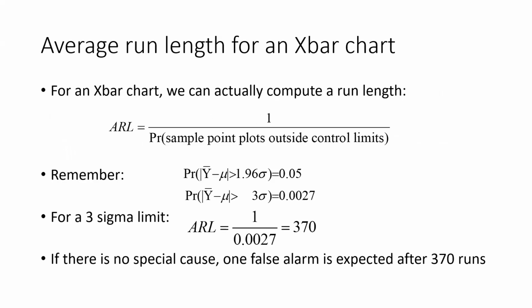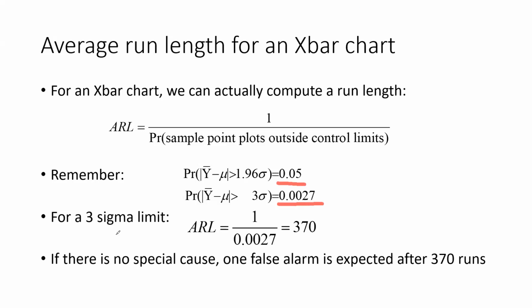For an X-bar chart, we can actually compute this. So the Shewhart chart, right? Well, the average when you have an average. So it's 1 divided by the probability that the sample points are outside of the control limits. So when I have 1.96 standard deviation, that probability is 5%. And for the typical 3 standard deviation control limit, we get 2.7 false alarms out of 1,000. Right. I can talk about false alarms here or false alarm rate, because this is just one observation or one set of observations.